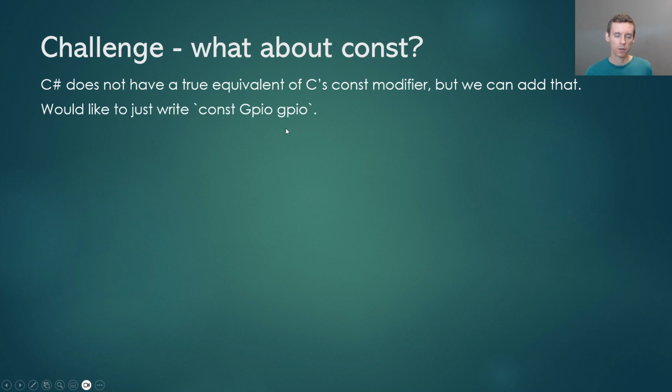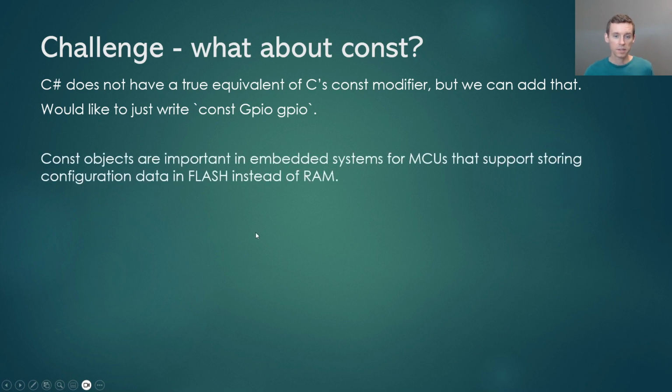So in C, we might want to write something like const GPIO as the type and then GPIO. And this is actually really important for embedded systems because a lot of the time we want to store as much as we can in Flash, like configuration data, constant data in Flash instead of RAM.